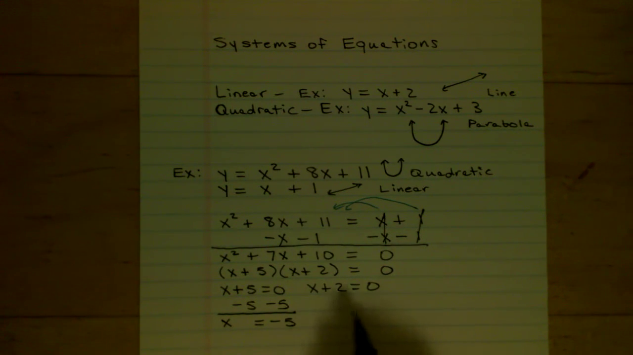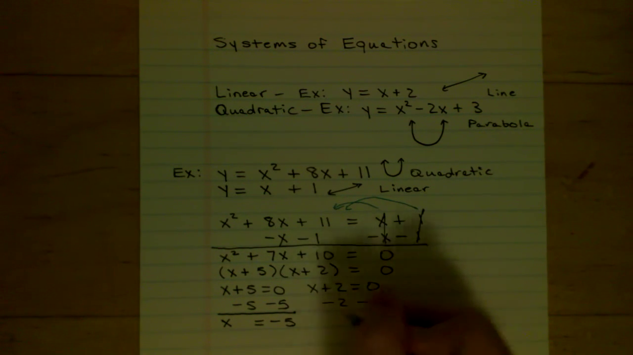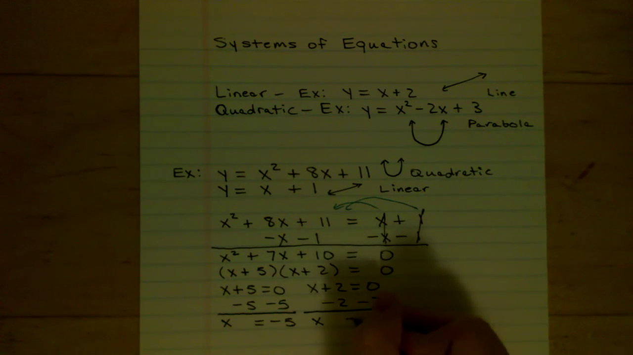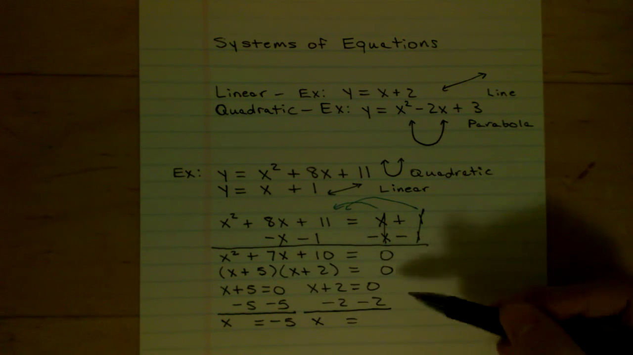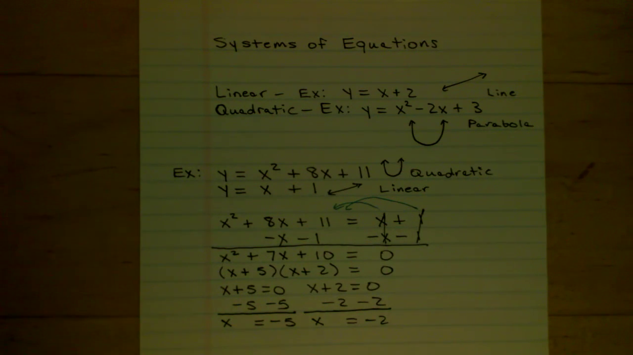Over here, I have x plus 2, so I'm going to subtract 2 from both sides. That way, x can be by itself, and I get x equals 0 minus 2. That's going to give me negative 2. Okay. So now I have my two x values.